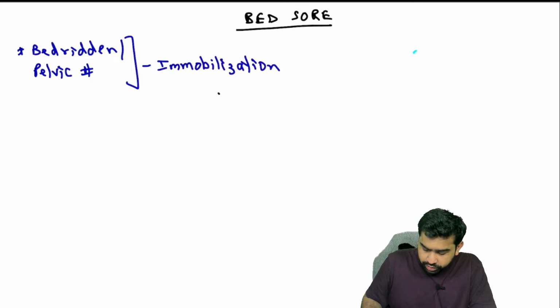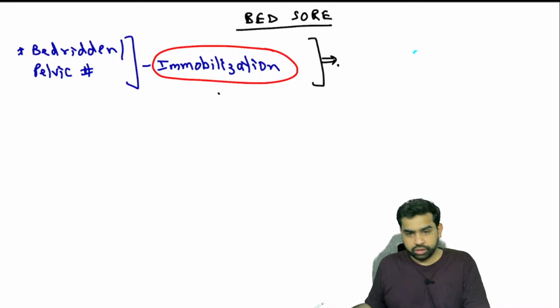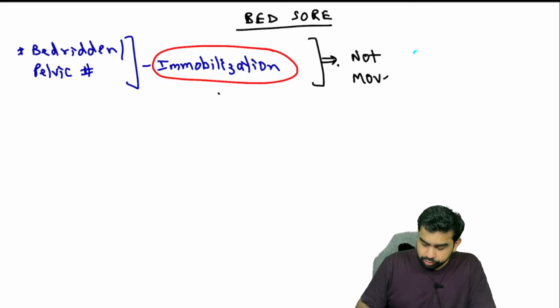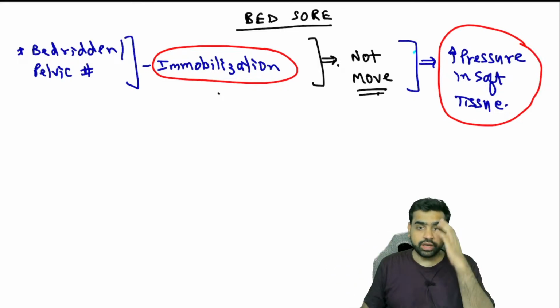What happens if the patient has become immobilized? These individuals will not be able to move on their own, and they will be at the mercy of the caregivers. If there is a lack of caregiving, and they do not move, their position is not changed. Because of this, there is going to be an increase in the pressure build-up in the soft tissues.